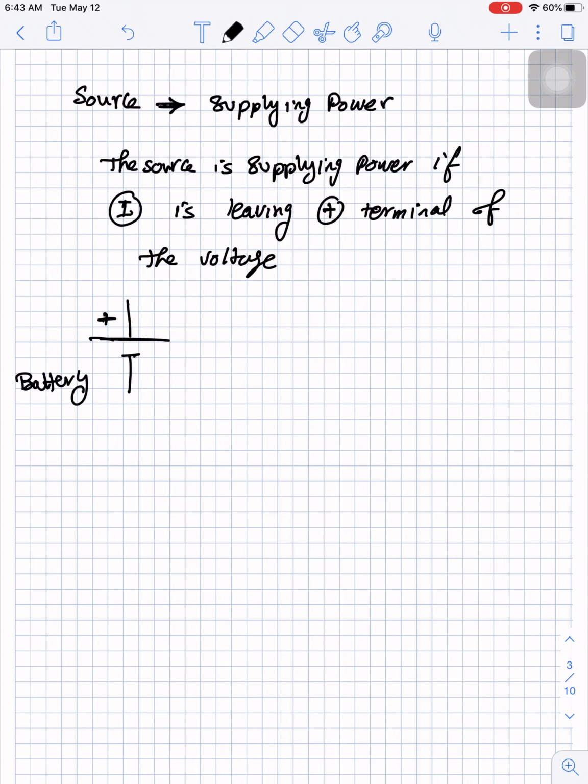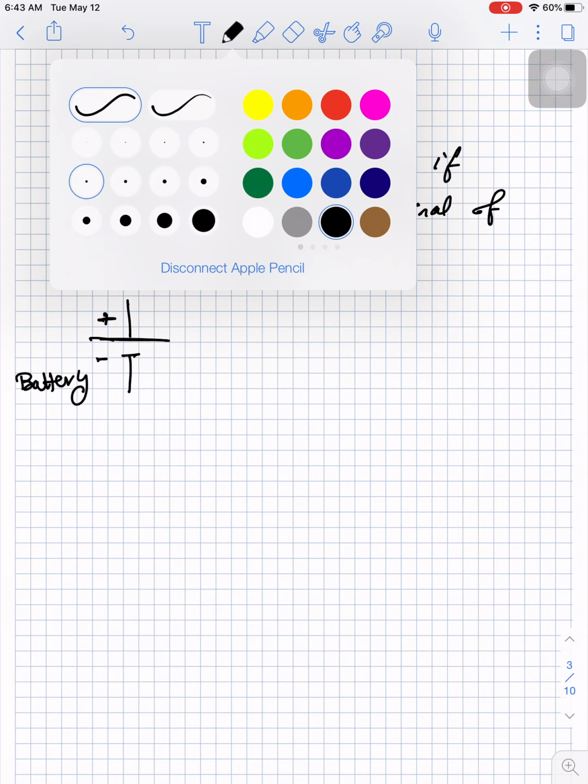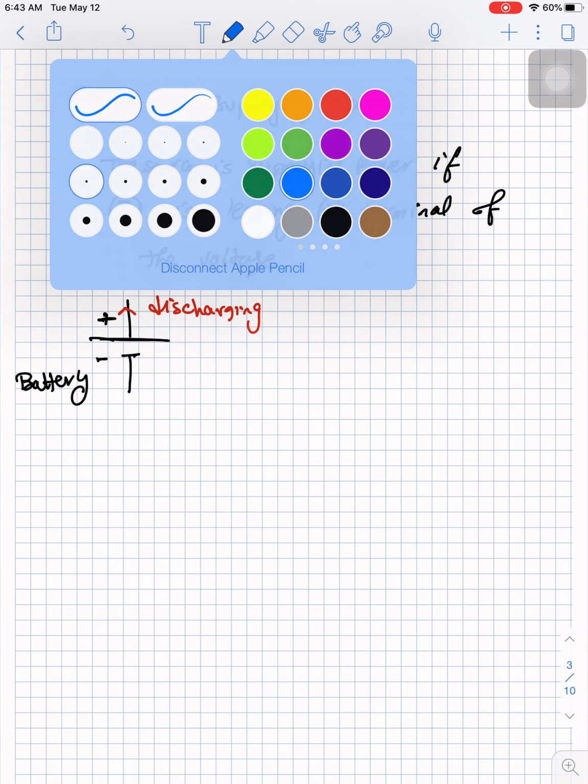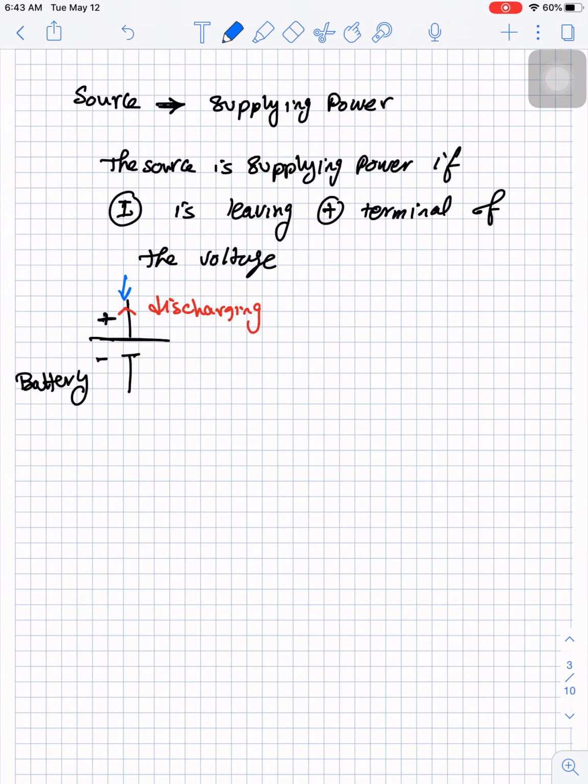And this battery has a positive and negative. If the current is leaving the positive, this means this battery is discharging. But if the current is entering the positive, the current is coming this way, this means this battery is charging. So the direction of the current with respect to the voltage will indicate if the battery is being charged or being discharged.